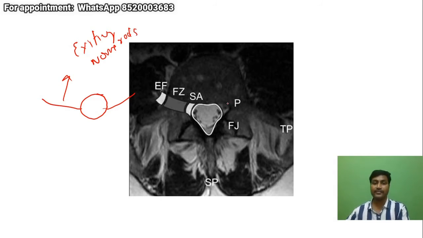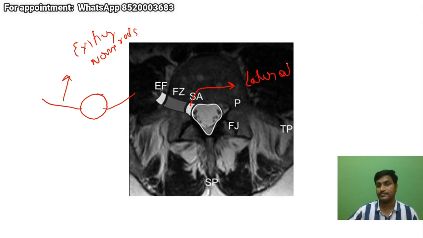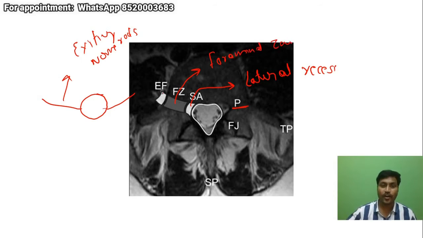So this exiting nerve root has three components. This one is known as the lateral recess, the shoulder joint. This one is the pedicle. The one at the level of the pedicle is known as the foraminal zone, and the one outside the foramen is known as the extraforaminal zone.